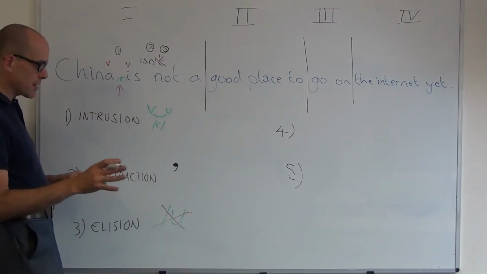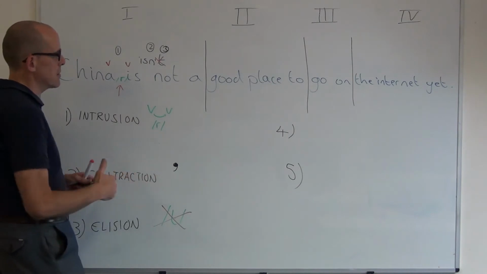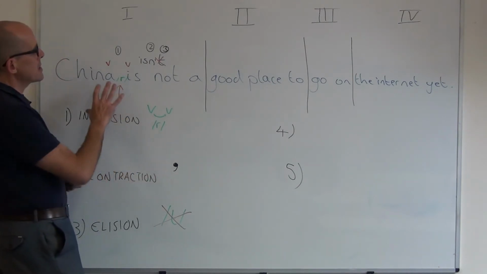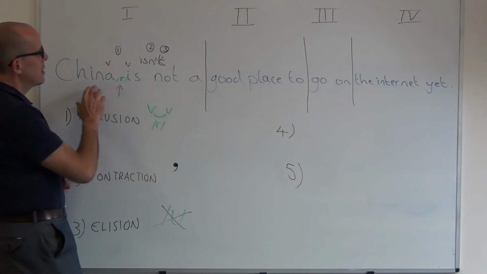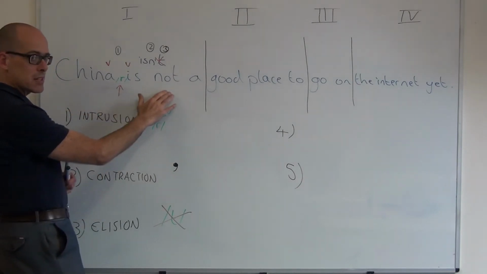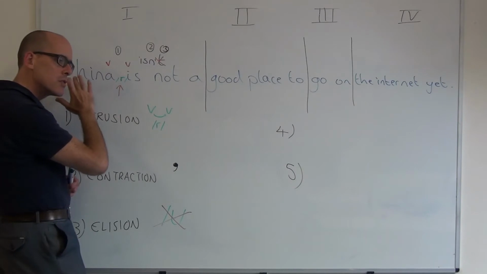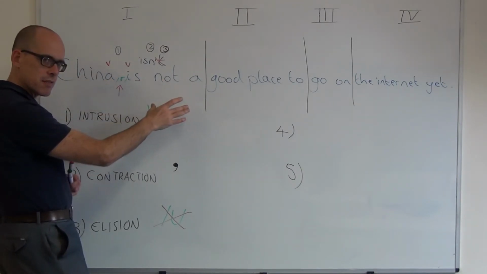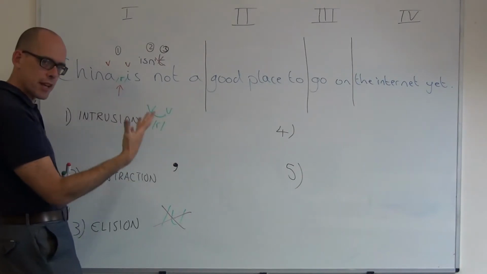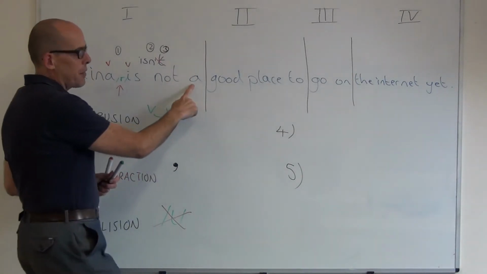There are other sounds we can lose as well, not just T. Okay, so with intrusion, contraction and elision, this now says China-rism. China-rism. Sounds more natural. But what about this word?